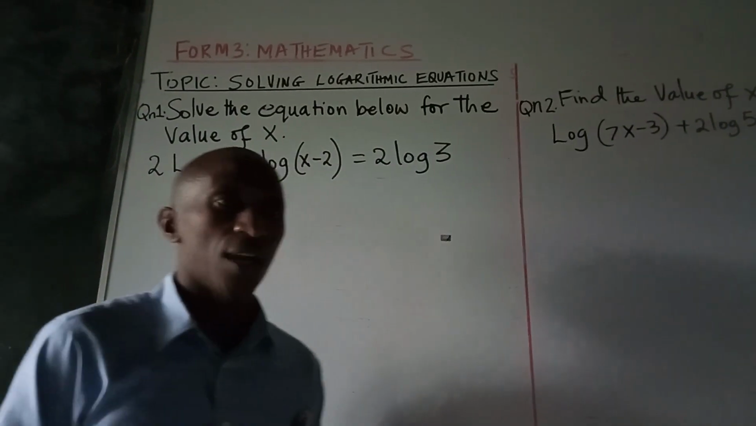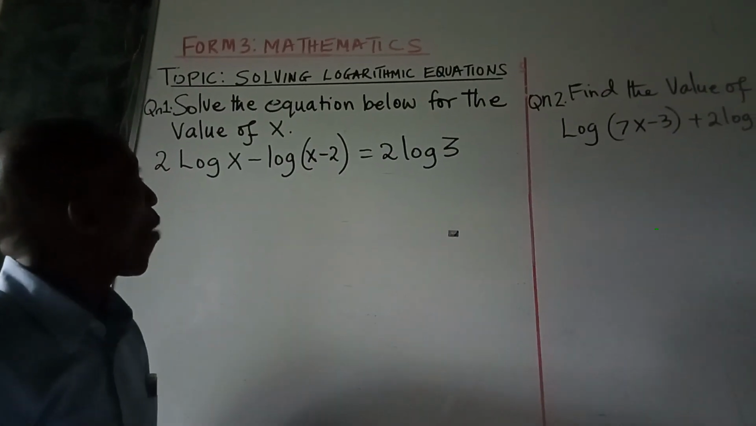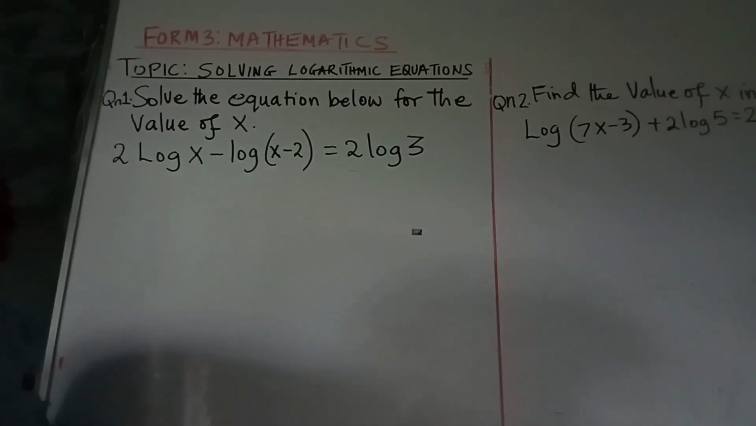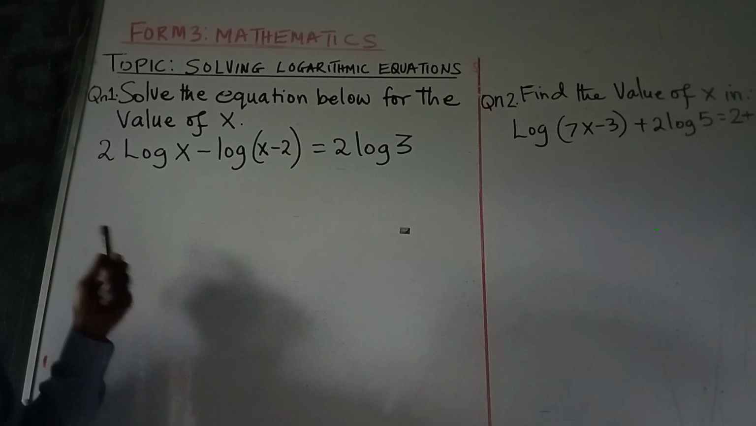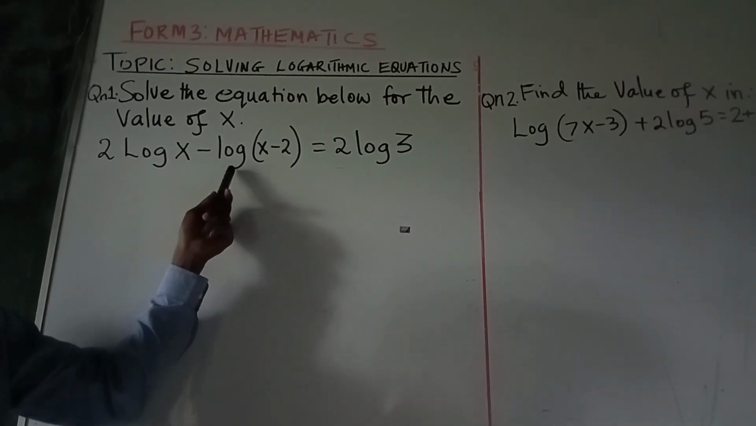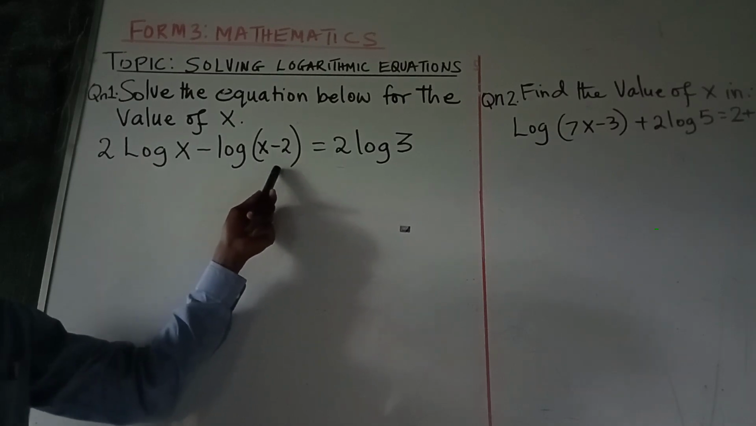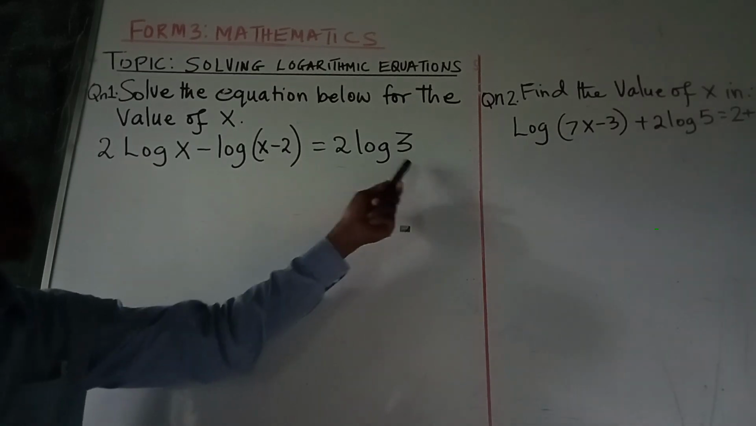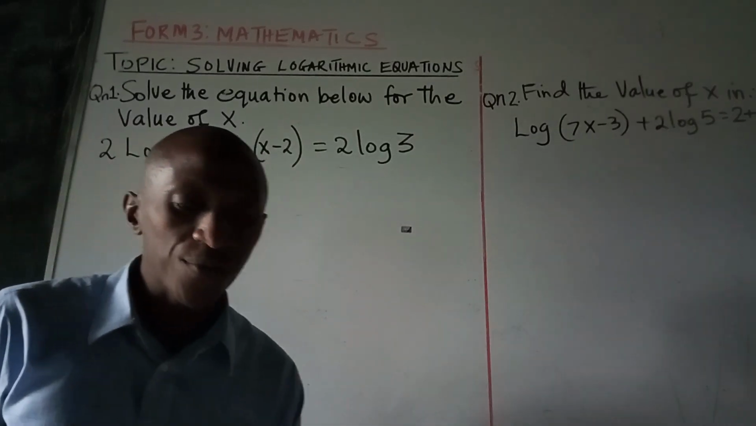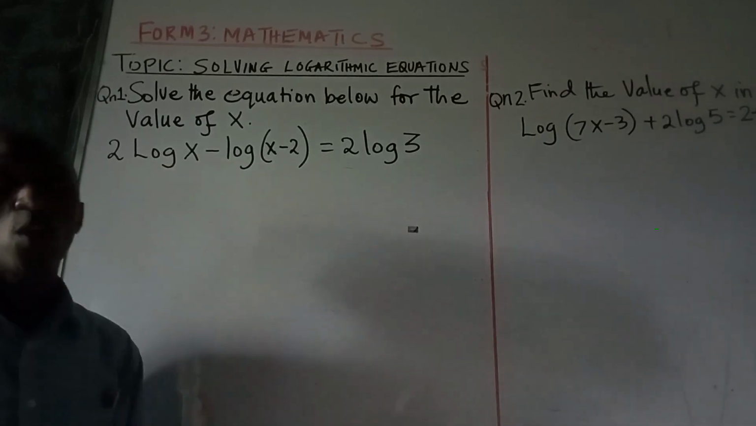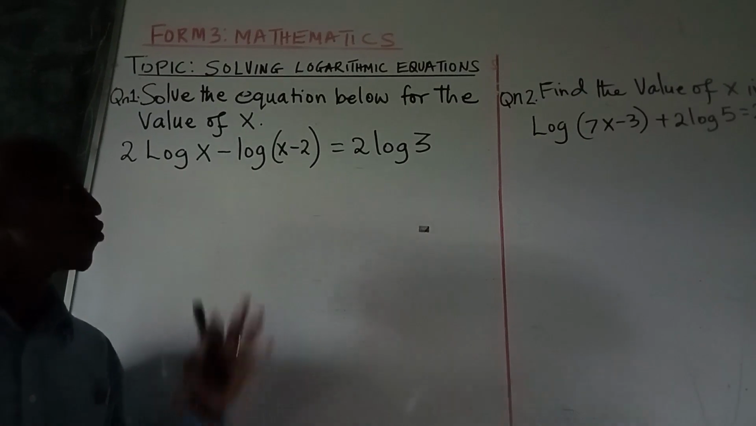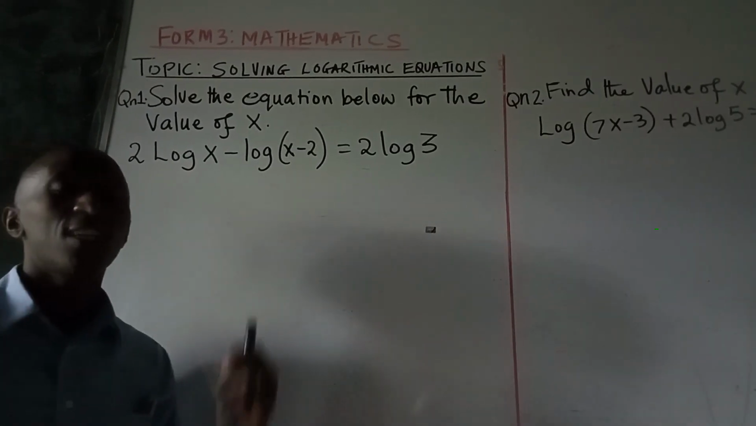We have a question here. Number 1, solve the equation below for the value of x. The question is 2 log x minus log (x minus 2) is equal to 2 log 3. In this particular question, we have the logarithms given without any particular base. We shall assume that we are going to use base 10, though it's not necessary to work on it.